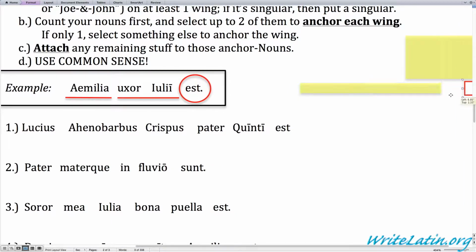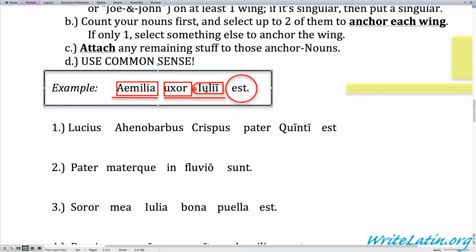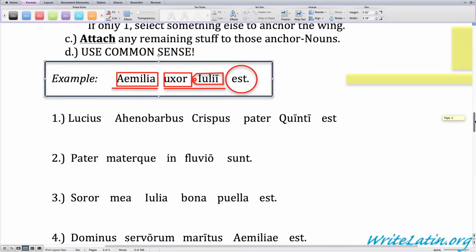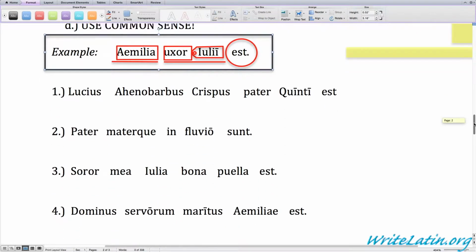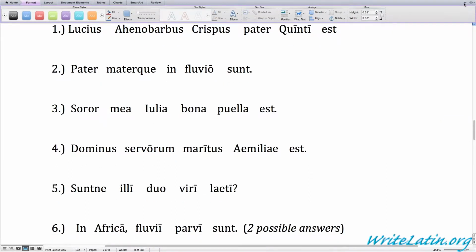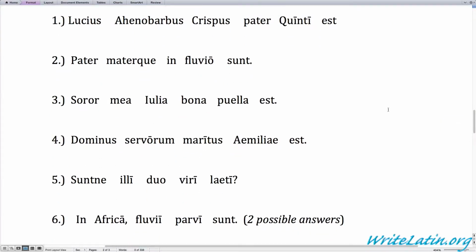If you wanted to do more, you could mark it all up like that. That tells you, oh, we've got a noun, then a genitive name tag. But you didn't have to draw that much. The only thing you really had to draw was the 2 wings underneath. All right. Why don't you try these 6 exercises below, stop the video, and then I will put up and go over the answers in a second.